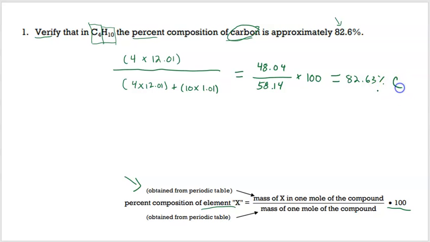82.63% carbon. Which is awfully close to that 82.6. We do have 1 extra sig fig in there. So, verified. Check. All right, moving forward.